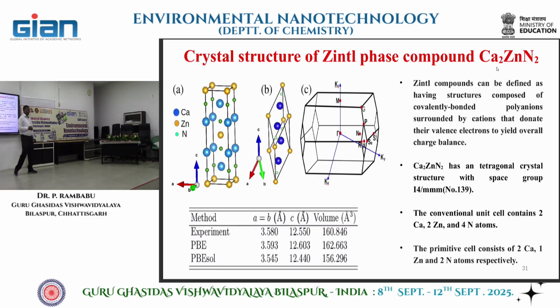Once I get the optimized conventional cell, I have converted it into the primitive cell. This is the primitive cell of the conventional cell, and it has 2 calcium atoms, 1 zinc atom, and 2 nitrogen atoms respectively. I have performed all these calculations in reciprocal space in the first Brillouin zone, and the Brillouin zone high symmetry points are also shown here.